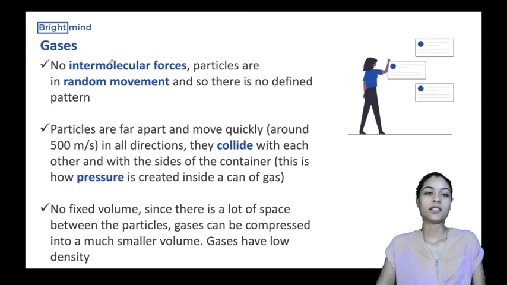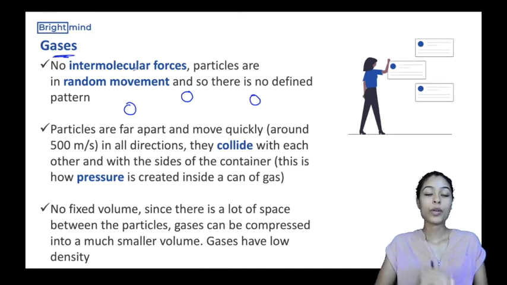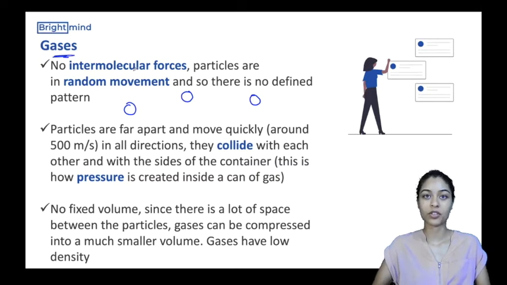So if we look at gases now, what can we say about them? So we looked at what the particles would look like for solids and liquids. Now for gases, the particles would be even more spaced apart from each other. Now gases have no intermolecular forces which hold them together. So they move about in a random movement, and they have no defined pattern either. So they're always moving about in a random movement.